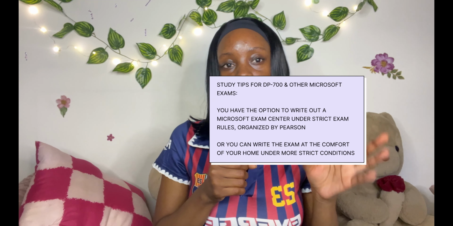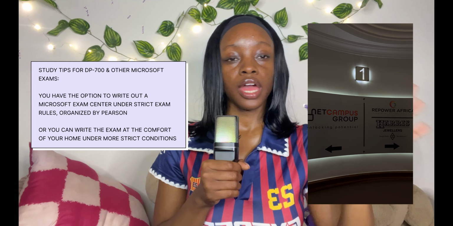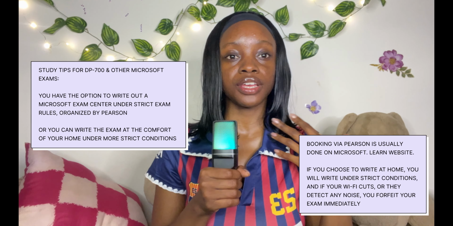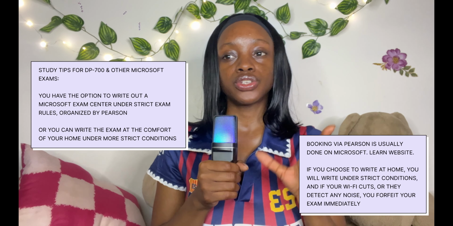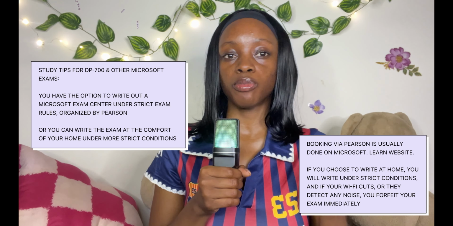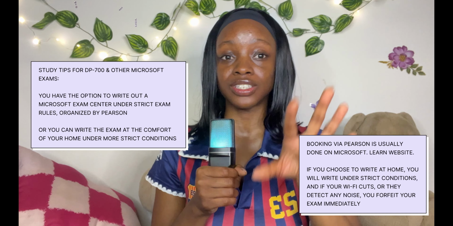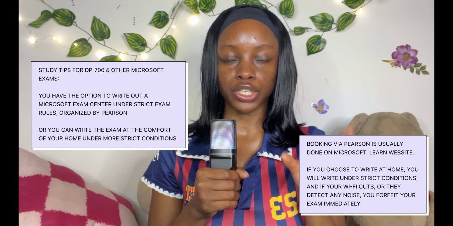In terms of writing the exam, Microsoft does collaborate with Pearson. Pearson has facilities where you can either write online in the comfort of your own home, or you can write in one of their test centers if they are nearby. And they do have them across the country actually. If you feel like you want to write at home, you should make sure that you have good Wi-Fi, because if you do not have good Wi-Fi and there's distracting noise, they can disqualify you if you have too much going on at home.